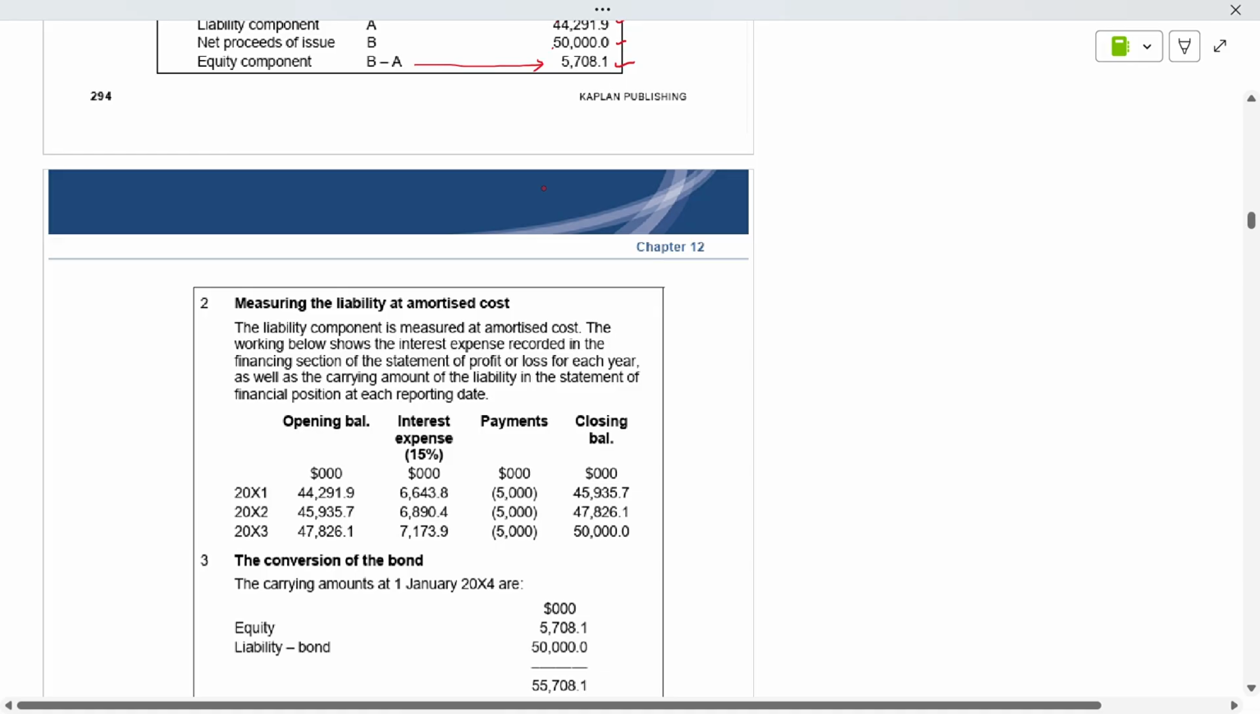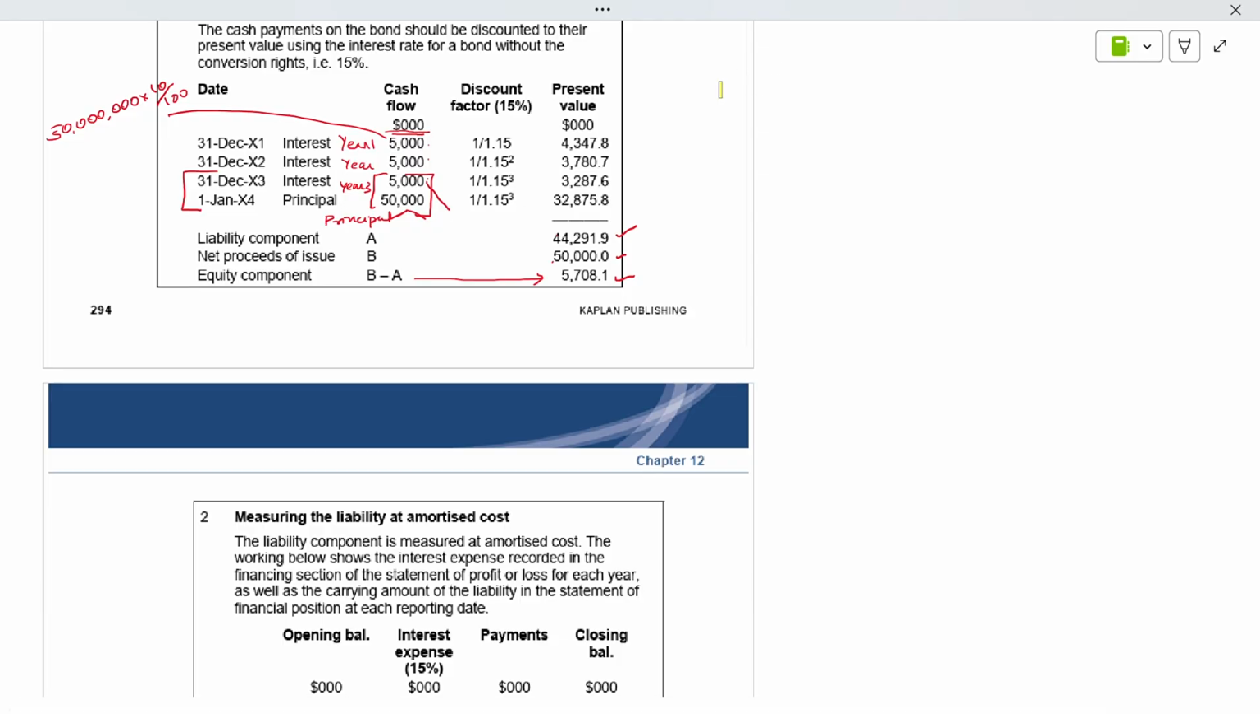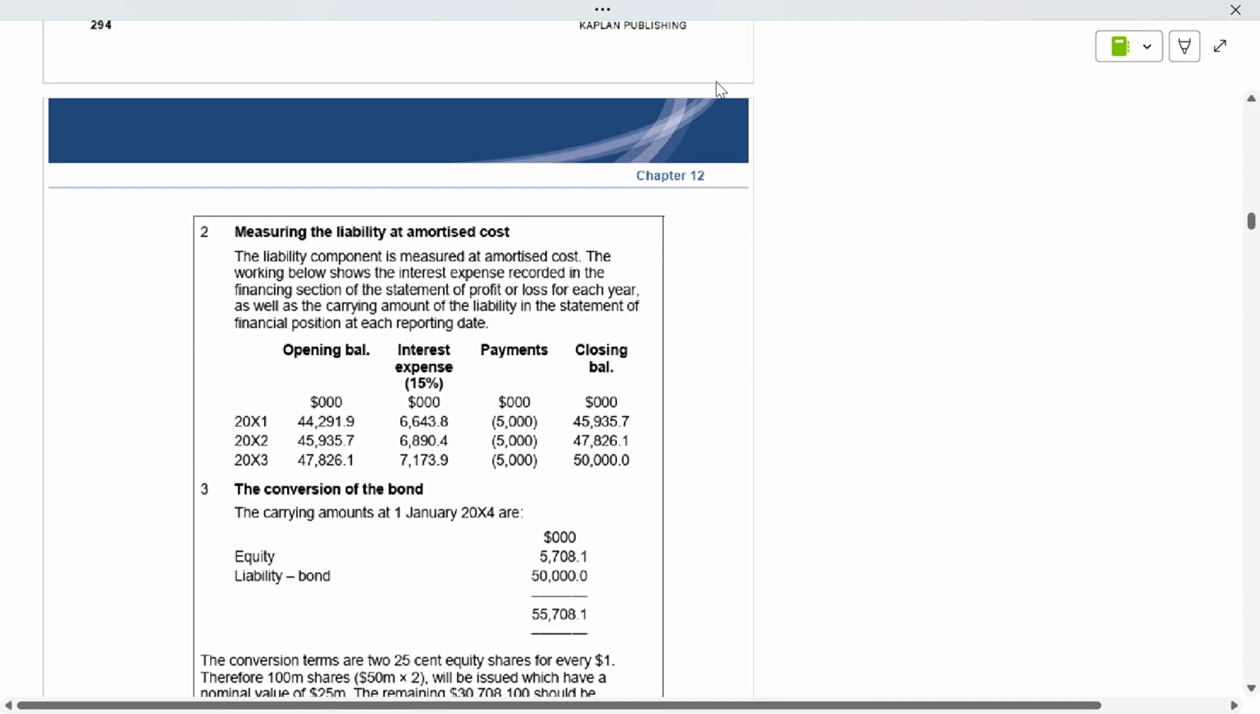Okay, now what we'll do: when the moment is there, how much is the liability? Here we have calculated with the same process as we have done previously, 44,291. Here we are adding the equity. We are measuring the liability at amortized cost, as in the previous case. We will calculate the interest expense at the effective rate of 15%. We are paying cash payments at the rate of 10%.